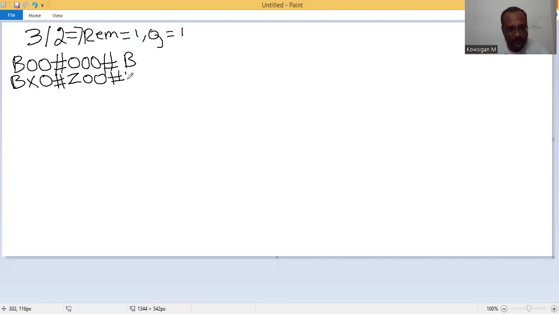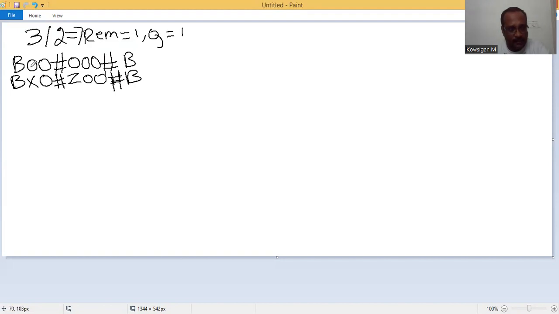For understanding purpose, I'm continuing to write the input like this. Now the pointer, after this hash, will move to this 0. This 0 will be replaced as z and we have to move to the left hand side. Why are we replacing this 0 as z?